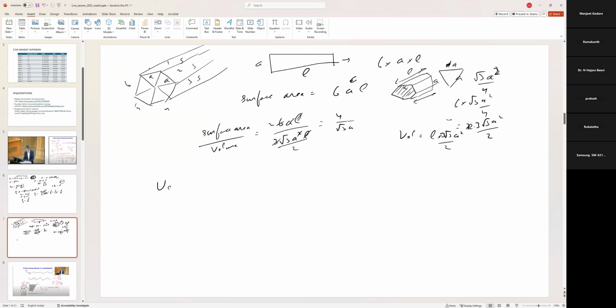So your total surface energy, U surface, was m gamma over rho times A over V. Substituting the value of A over V, this becomes m gamma over rho into 4 by root 3 A. So this should be the surface energy of the hexagonal rod.